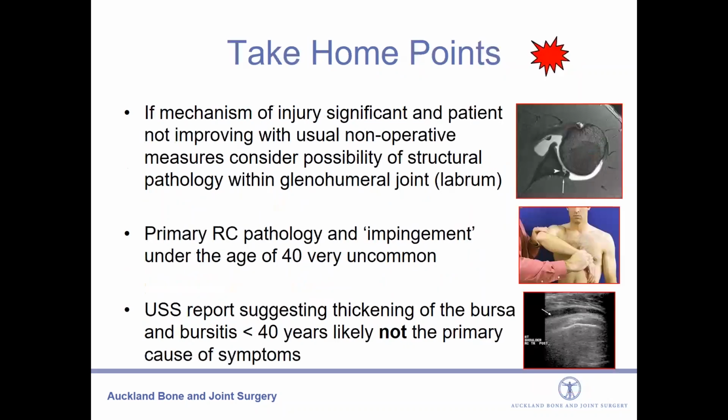So I guess the key take home for these, if you've got a younger patient under the age of 40, if they've had a significant mechanism of injury, the patient's not improving with the usual non-operative measures, they've had physiotherapy and exercises, they may have had a subacromial injection which hasn't really helped, think, okay, this person may have pathology in their actual glenohumeral joint, because a lot of them will.